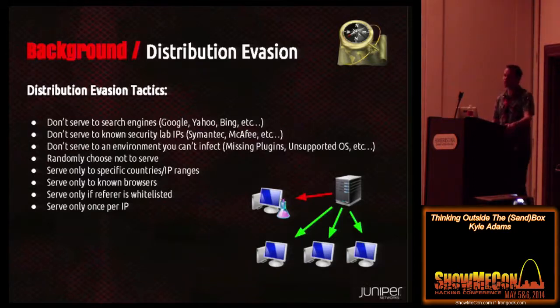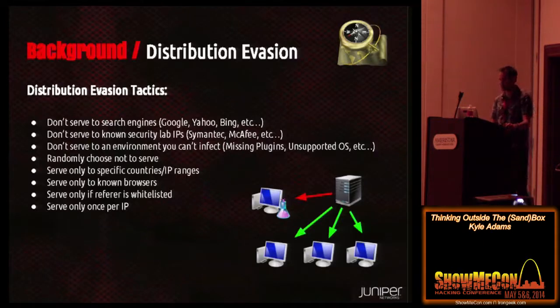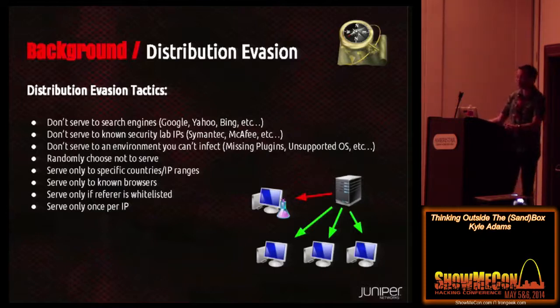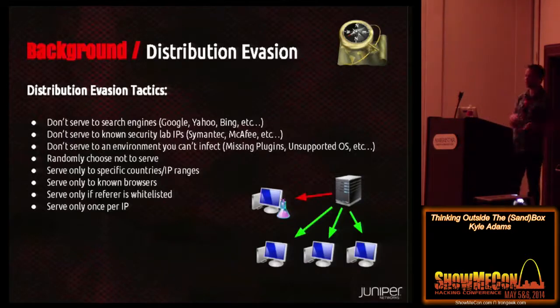Randomly choose not to serve. This one's not really too accurate, but we see it a lot. They'll just say, hey, random number 1 to 10. If it's under 5, we'll serve you the malware. If not, we won't. They'll only serve to specific countries and IP regions. If they know they only want to infect US citizens, they'll only serve it to US IPs. And they'll also only serve it to known browsers, so Firefox, Safari, Chrome, and versions of those that are actually legitimate. It's pretty hard to make your collection tool look like one of those browsers if you don't go and actually download something like Chrome's user agent and throw it into your tool.